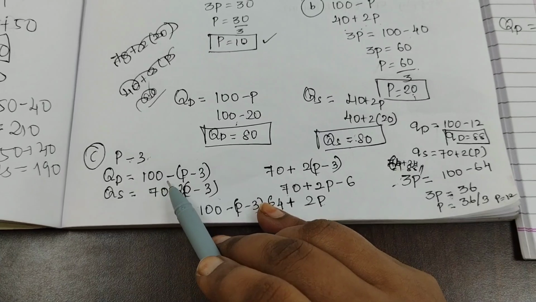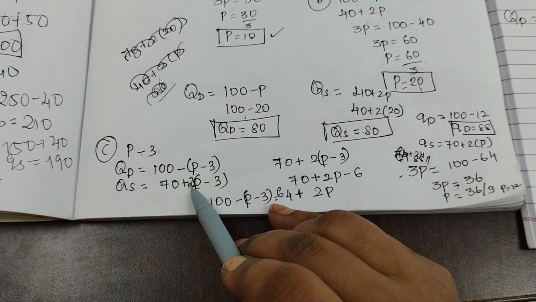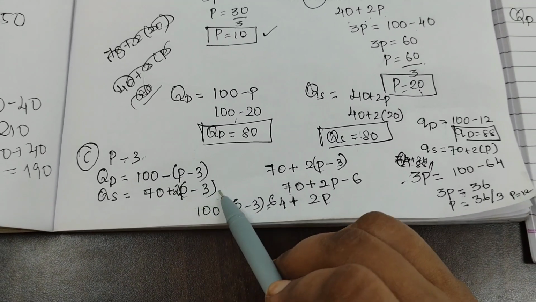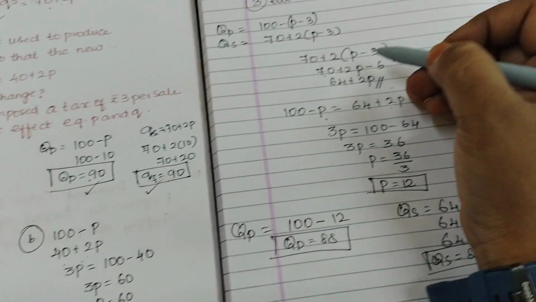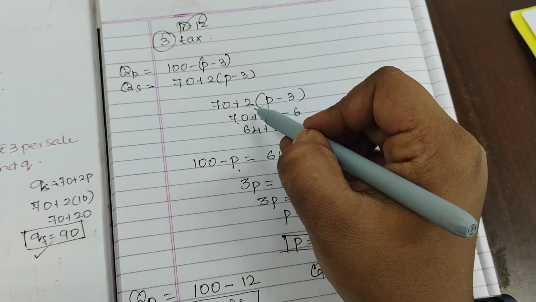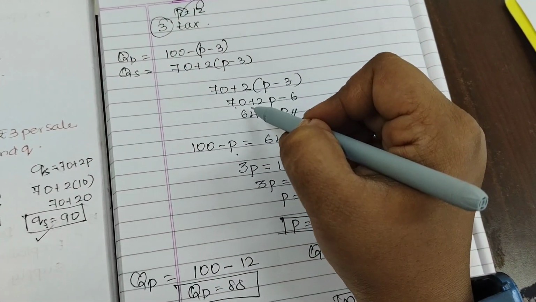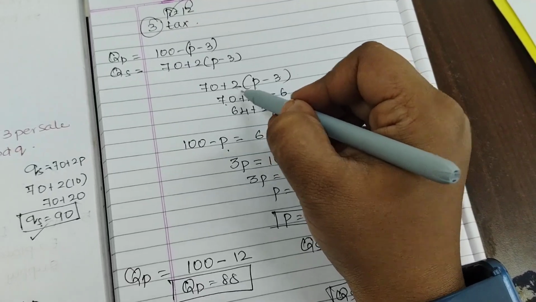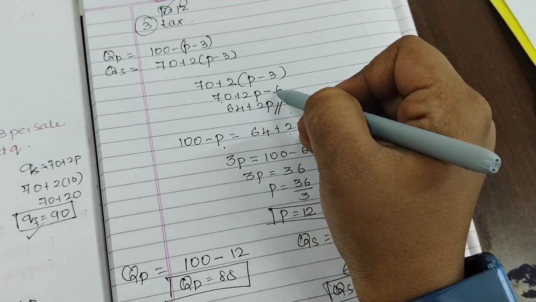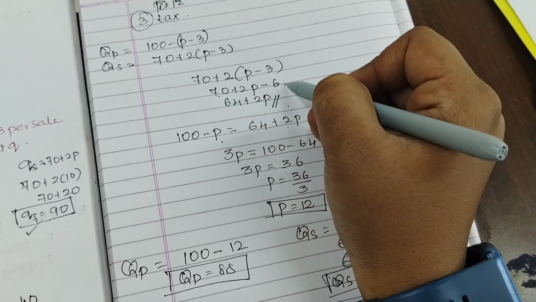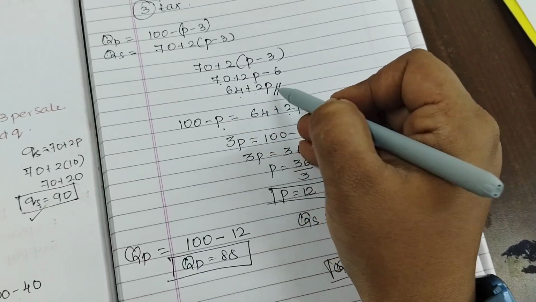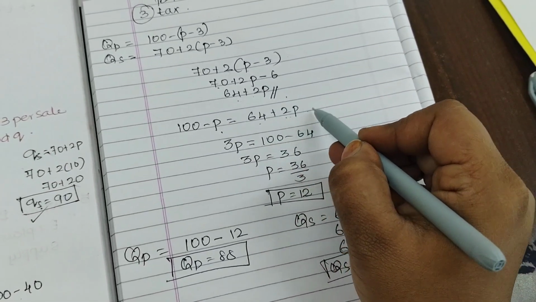So what we need to do, 100 minus P minus 3, 70 plus 2P minus 3. So first we have to solve this equation. So how did we solve this equation? 70 plus 2P minus 3. So 70 plus 2P, as it is multiplicable, here we are multiplying it and then removing 70 minus 6, 64 plus 2P. So 64 plus 2P is the new supply.